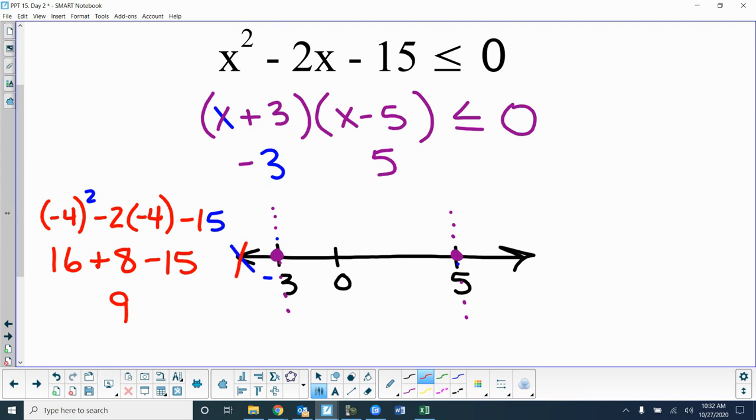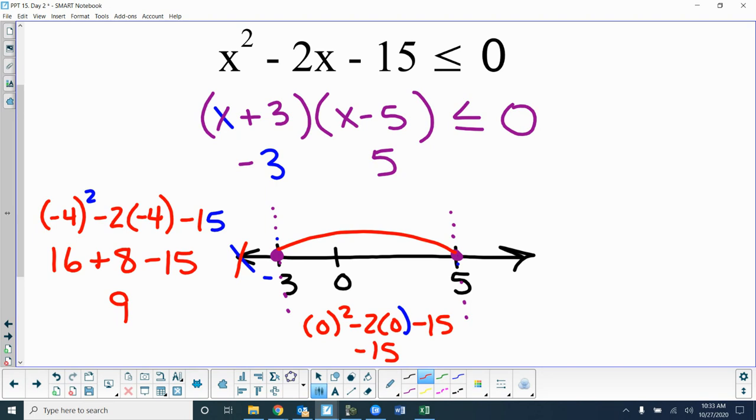Okay? Now what's an easy number to pick between negative 3 and 5? 1's an easy number. What's even easier than that? 0. If 0 is one of my choices to pick, if it's not one of the critical values, I'm going to use 0. Okay, but 1's okay. Anything in there is fine. When I put 0 in, zero minus 15 is negative 15. Is that less than or equal to 0? Yes. So I would connect those.